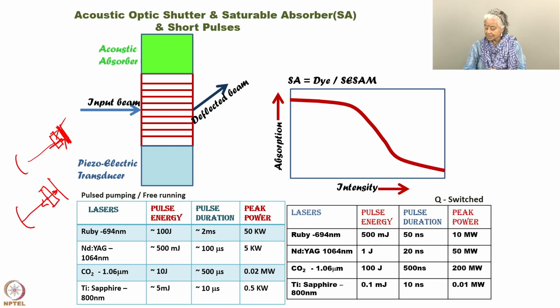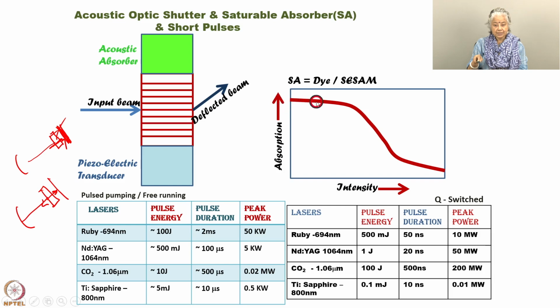So if you can see this diagram, this is a graph, this is the intensity of your beam that is coming in, your laser beam, okay, and this is the absorption profile of the shutter. The absorption of the saturable absorber is dependent on the intensity. How? At low intensities there is a large absorption, so it goes here.